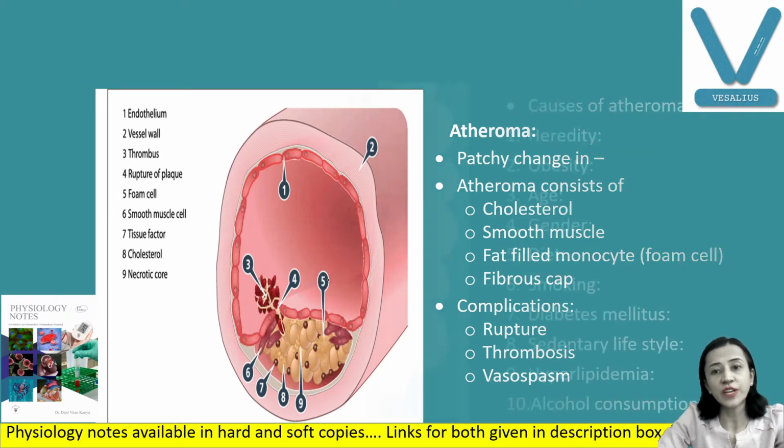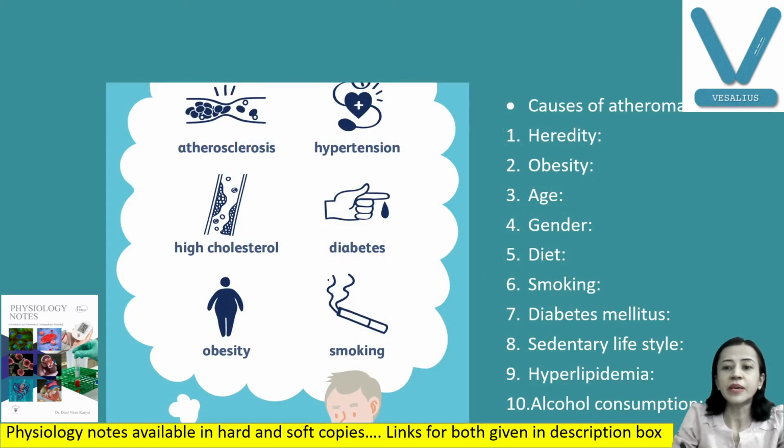Now, what are the causes of atheroma? Common causes are, it may be hereditary, family history of atheroma. Obesity is one of the commonest causes for atheroma. Along with family history, environmental factors like obesity also play an important role. Then age, with increase in age, chances increase. Gender, in females before menopause, there are fewer chances of atheroma formation because estrogen has a protective effect. Diet, increase in fat consumption also increases atheroma formation. Smoking also increases the risk of atheroma formation.